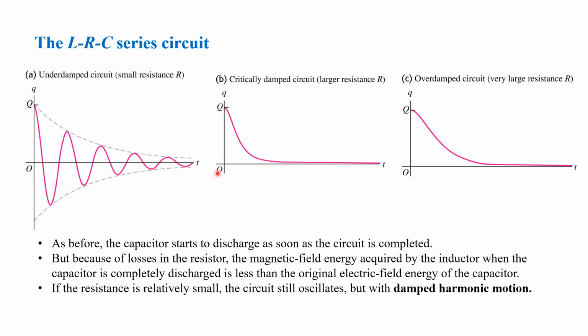If the resistance is relatively small, the circuit still oscillates like this one here, but with damped harmonic oscillation. If you have large R, the circuit cannot anymore oscillate. So this is a critically damped circuit, and then you have an overdamped circuit.